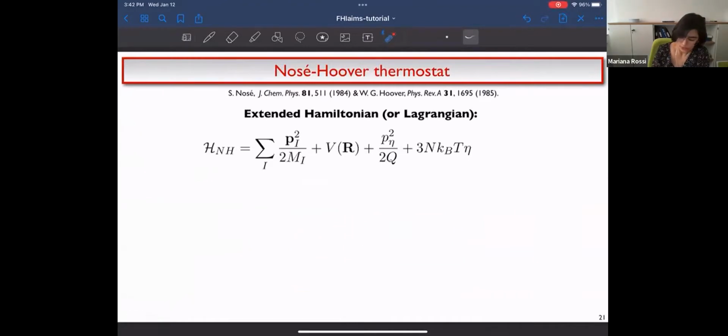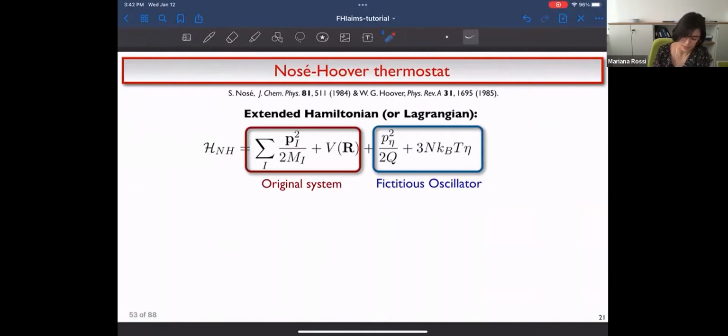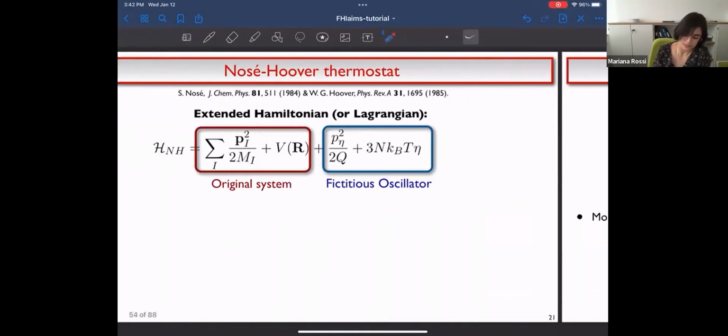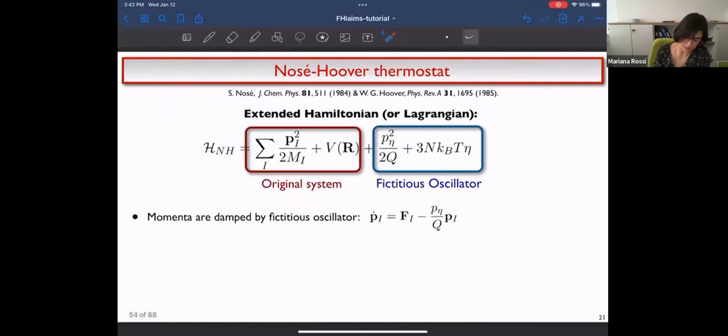So one way to do this is to do an extended Hamiltonian or Lagrangian. This is the idea of the Nose-Hoover thermostat. You again have these extra degrees of freedom that you add to your Hamiltonian or Lagrangian, and they give rise to equations of motion that effectively impose a temperature in your physical system. That happens because the momenta are damped by this fictitious oscillator that you add here.